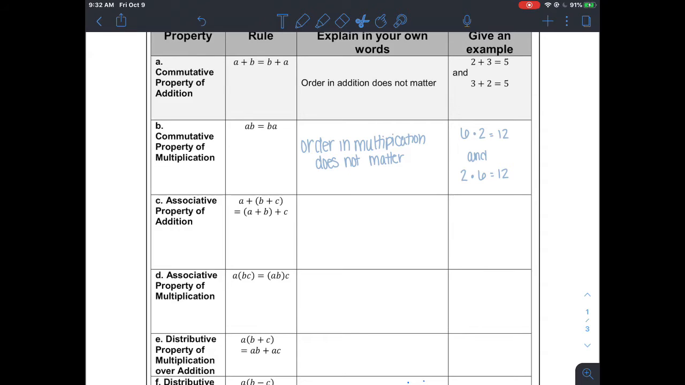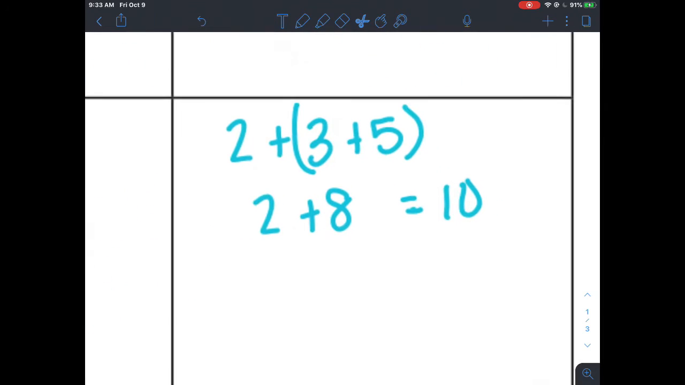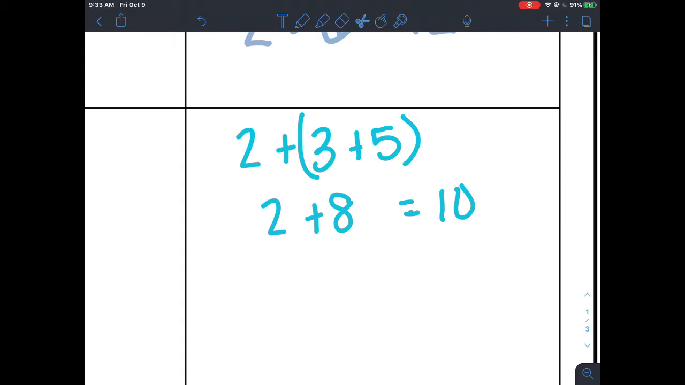The associative property of addition is saying A plus, and then in parentheses, B plus C equals, parentheses, A plus B, parentheses, plus C. So for this one, when you have 3 or more numbers being added, the order in which you add them does not matter. So if I threw some actual numbers in there and I had 2 plus, and then in parentheses, 3 plus 5. So the parentheses I have to do first. So 3 plus 5 would give me the 8. So 2 plus 8 equals 10.